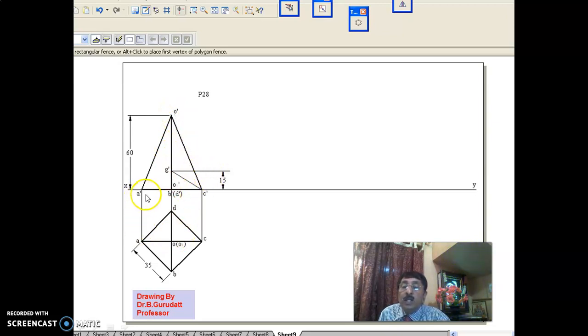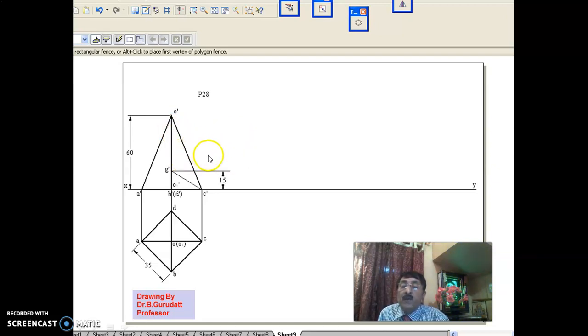Join all this. Now you have 4 edges, 1 edge here, 1 edge here, and 2 merged edges here, OB and OD. OB and OD are merging. OB is the front edge, OD is the back edge. Now, as I've said, this is a solid.